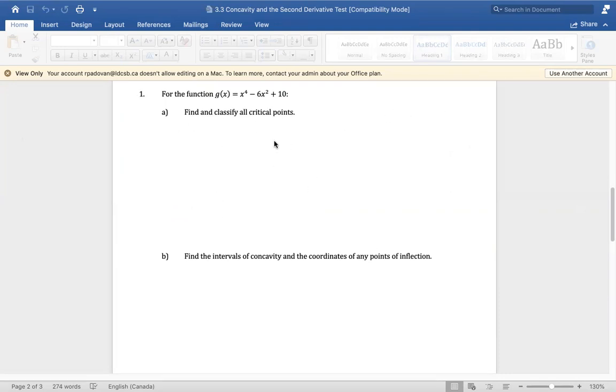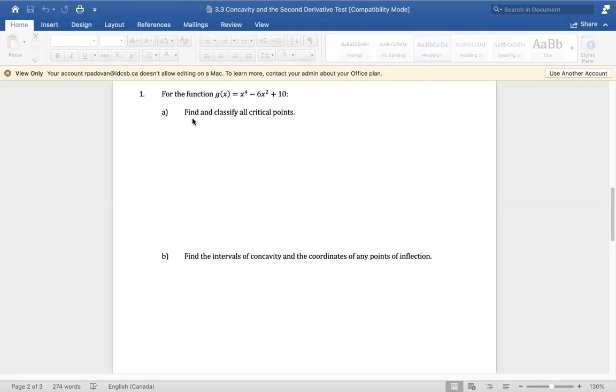So for the function g of x equals x to the power of 4 minus 6x squared plus 10, the first thing is to find the critical points. Once I find them, classify them as increasing or decreasing, do the first derivative chart, and let me know whether they're local maxima or local minima. So first, let's find what the critical points are. This part is a repeat from a previous lesson, so we're reviewing this over again, which is great.